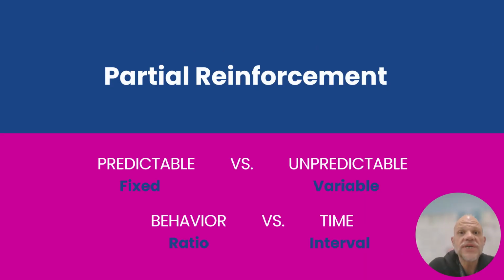All right, when we talk about partial reinforcement, there are four types, and they're divided into two categories, ratio and interval. And there's two types of ratio and interval, fixed and variable.